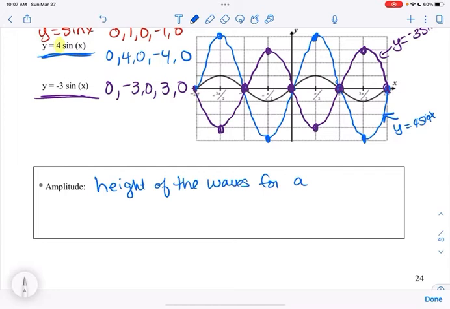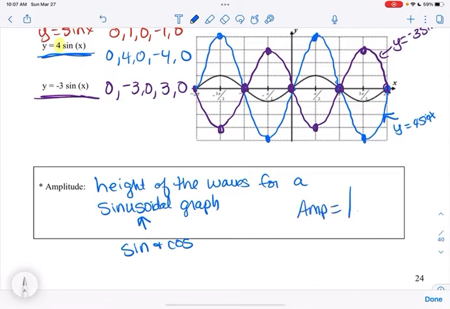for a sinusoidal graph. So that's for sine or cosine. We refer to that as a sinusoidal graph. That just means sine and cosine. The amplitude is the absolute value of A. That's the height. The amplitude is the absolute value of A.